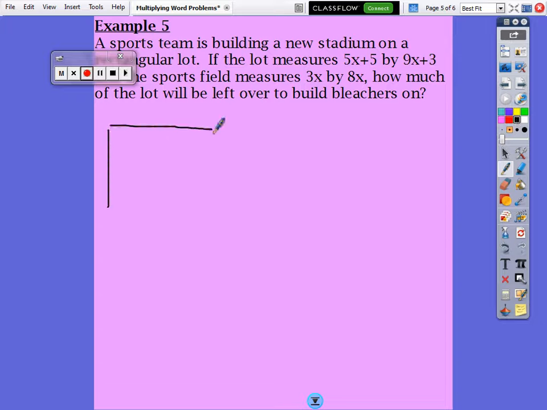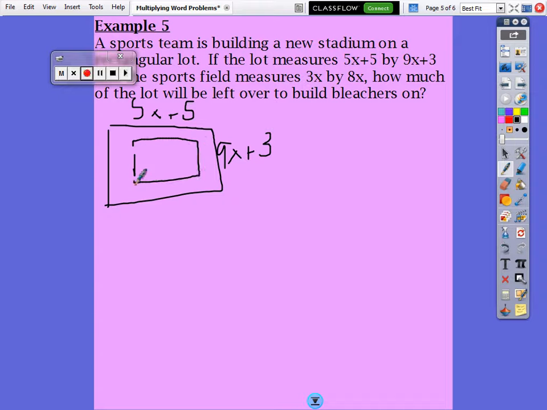I have a rectangular lot. My lot is 5x plus 5 by 9x plus 3. And then inside of it, I'm going to have my sports field, which is 3x by 8x. And I have to figure out what's left over. So I have to figure out how much I've got to build bleachers on, which is that shaded region there.